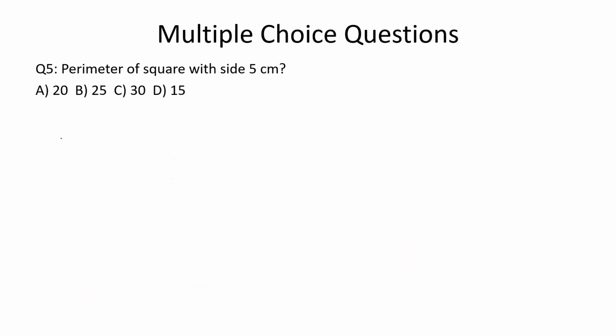Okay. Next is perimeter of a square with side 5 centimeters. So what are they asking? Compute the perimeter of a square. So you should be knowing what this shape is. Square. So square is this shape where all sides are equal. One side is given to be 5, but all sides are equal, so it is 5, 5, 5, 5.